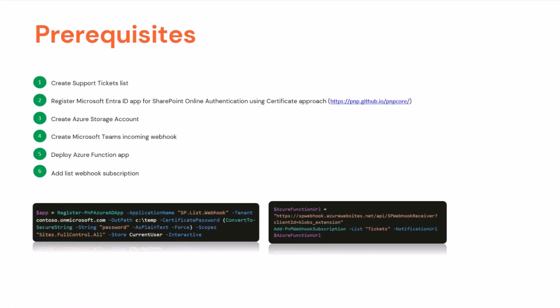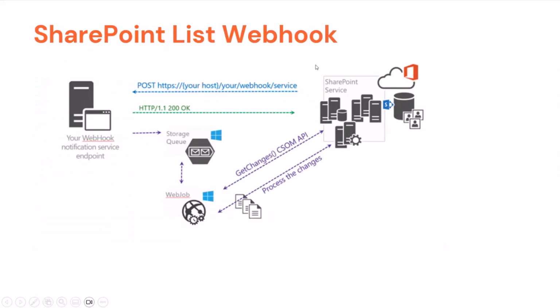Then you need to run this command on the right hand side, which is add PnP webhook subscription. You can see here this is my Azure function URL, and I want to add this as a notification URL for this list, which I created in step one. Once we have all that hooked up, we go to the next step. Before we go to the demo, I want to remind you how the SharePoint list webhook works.